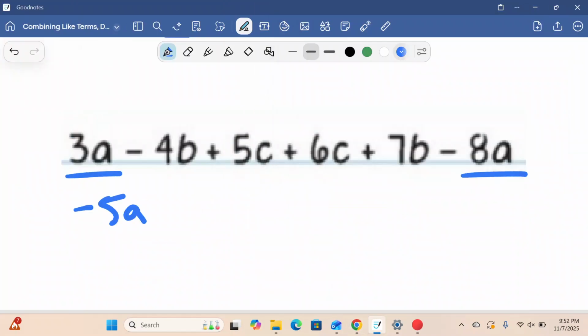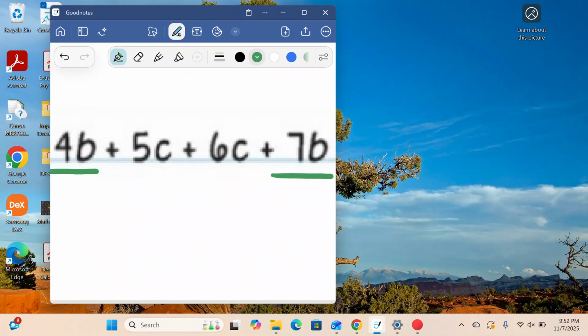So let me go ahead and shrink this. What I like to do is get rid of this one, and get rid of this one. I like to scratch it out. Now I look at the B's. I have a negative 4B, and I have a positive 7B. So the next step is I'm going to go ahead and add it using my Desmos calculator.